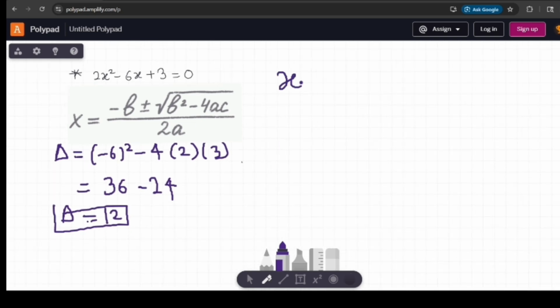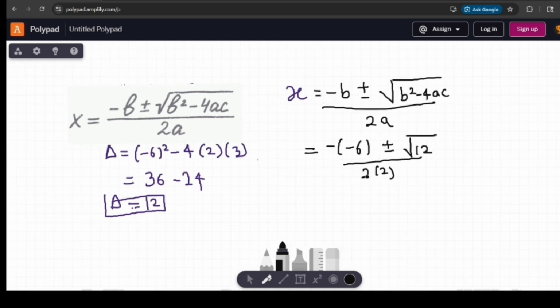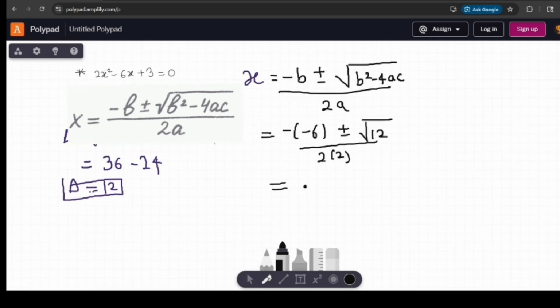Now let's write the formula. x equal to minus b plus or minus under root of discriminant, that is b square minus 4ac upon 2a. Now let's substitute minus 6 plus or minus under root of 12, the value of discriminant, upon 2 into 2. So this will give us minus will become plus 6 plus or minus root.